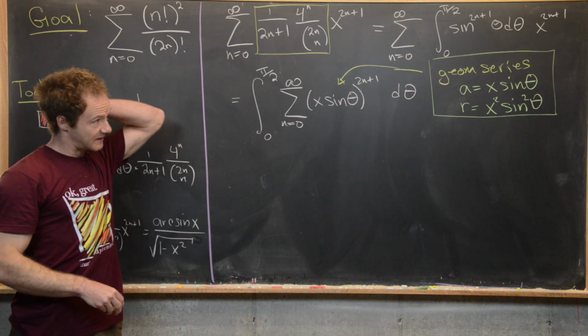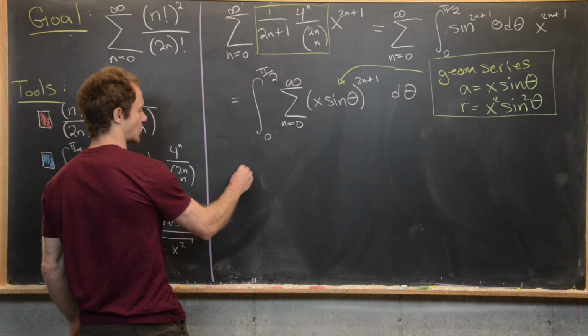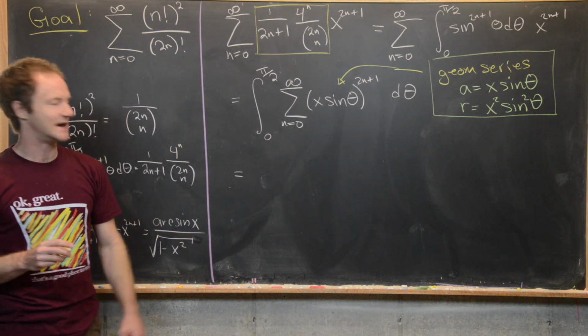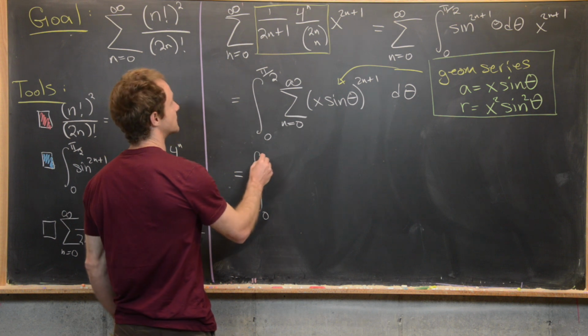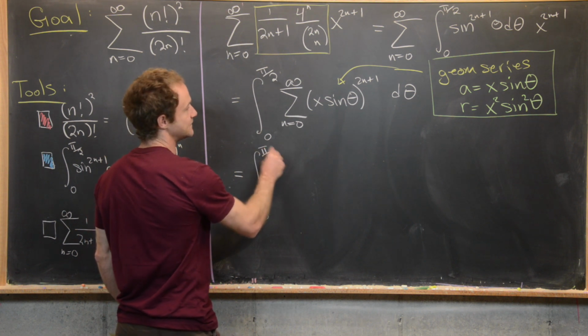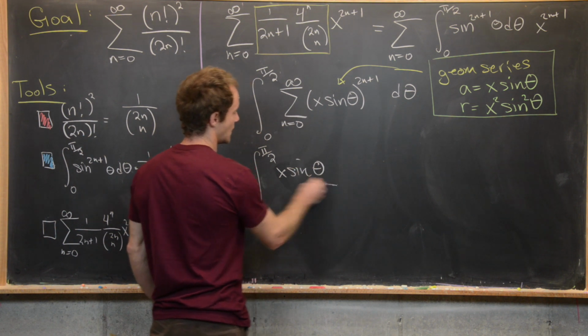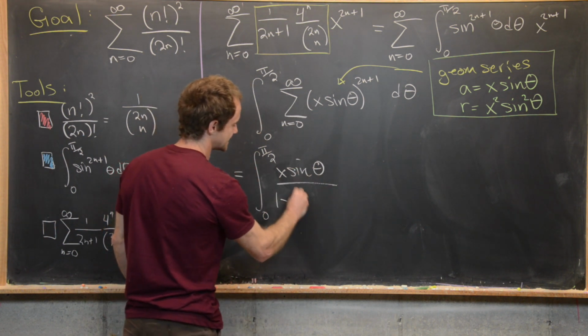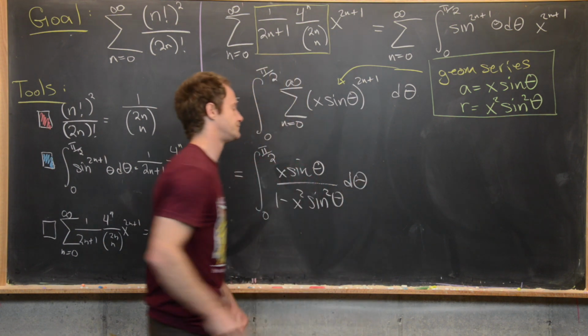And then recall that the sum of a geometric series is a over 1 minus r, the starting term over 1 minus the common ratio, so we can write this as the integral from 0 to pi halves. So starting term, so that's x sine theta over 1 minus x squared sine squared theta d theta.